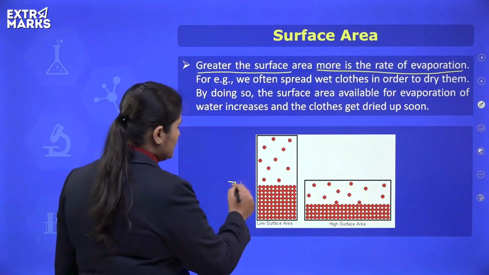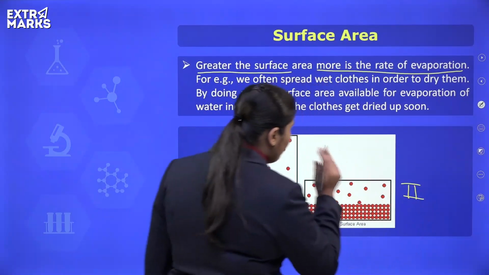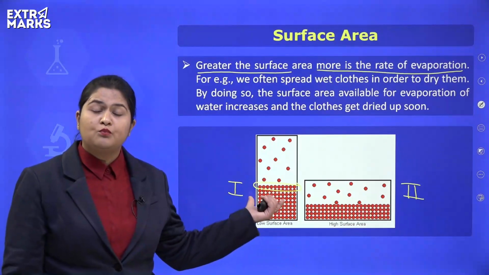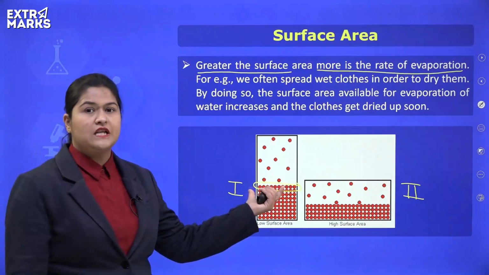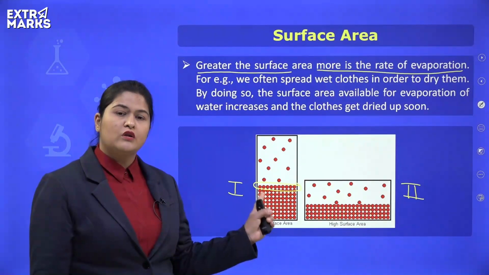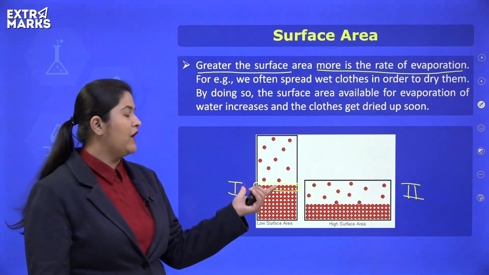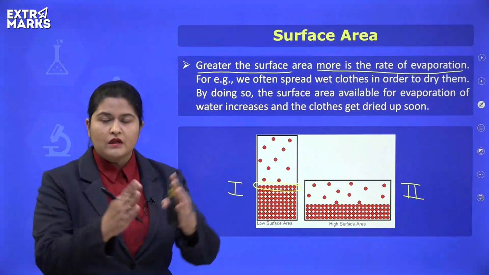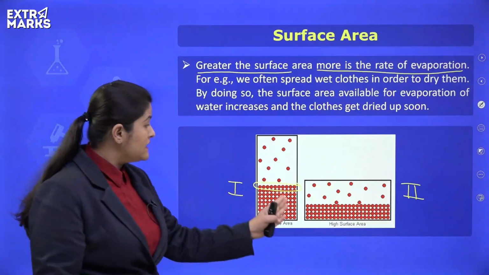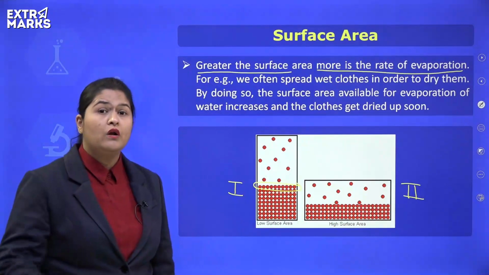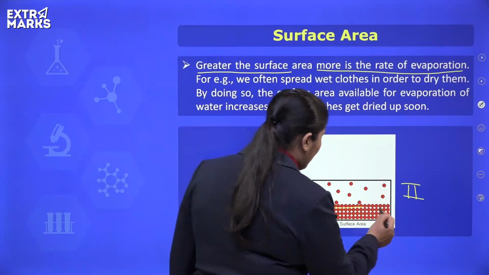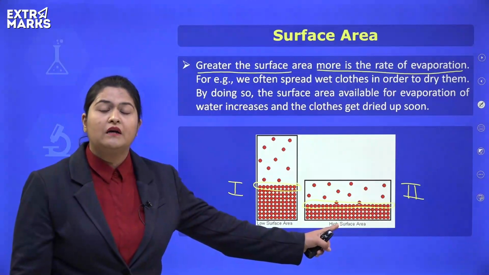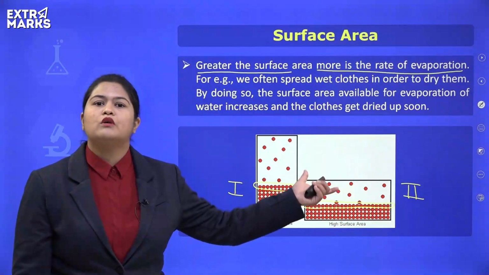This is the first case and this is the second case. In the first case, only around 10 particles are exposed to the external environment because the surface is less. So, less particles are present on the surface and fewer particles will take part in the process of evaporation. But in the second case, what is happening? Since the container is broad, since the area of the surface is more, more than 20 particles are now present at the surface, and these particles will all take part in the process of evaporation.